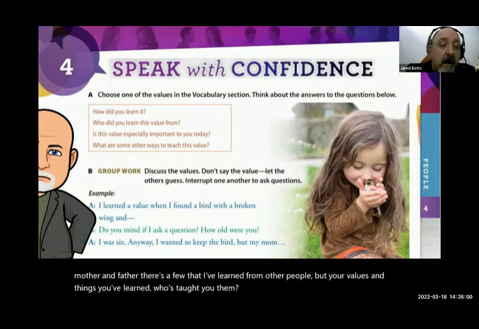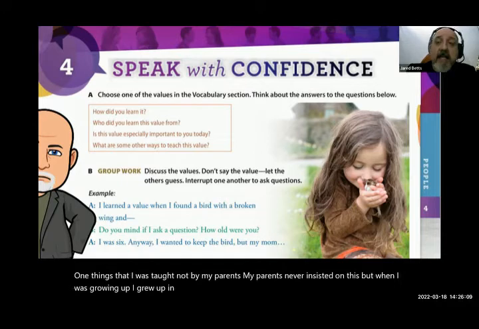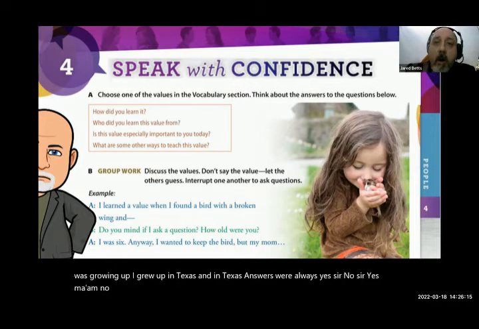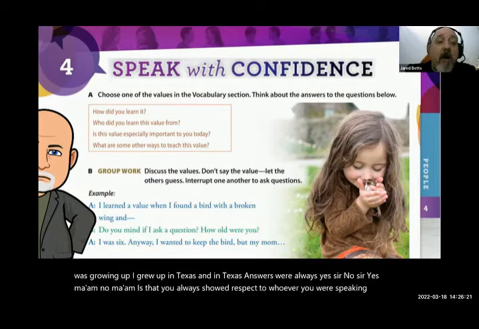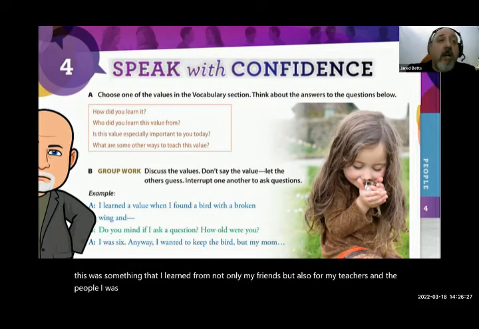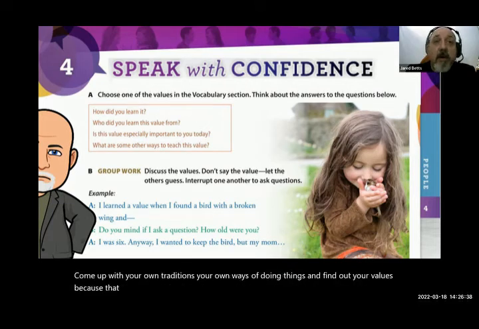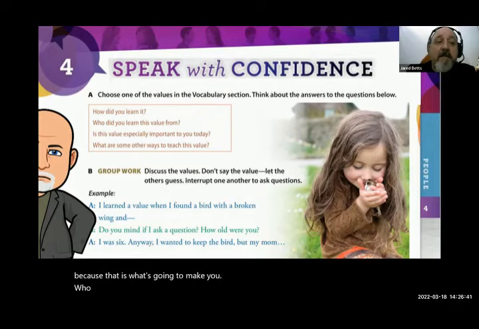One of the things that I was taught, not by my parents, they never insisted on this, but when I was growing up in Texas, answers were always yes, sir, no, sir, yes, ma'am, no, ma'am, so you always showed respect to whoever you were speaking to. And this was something that I learned not only from my friends, but also from my teachers and the people I was with. So it's a good idea to go ahead, learn some things, come up with your own traditions, your own ways of doing things, and find out your values, because that is what's going to make you who you are for the rest of your life.